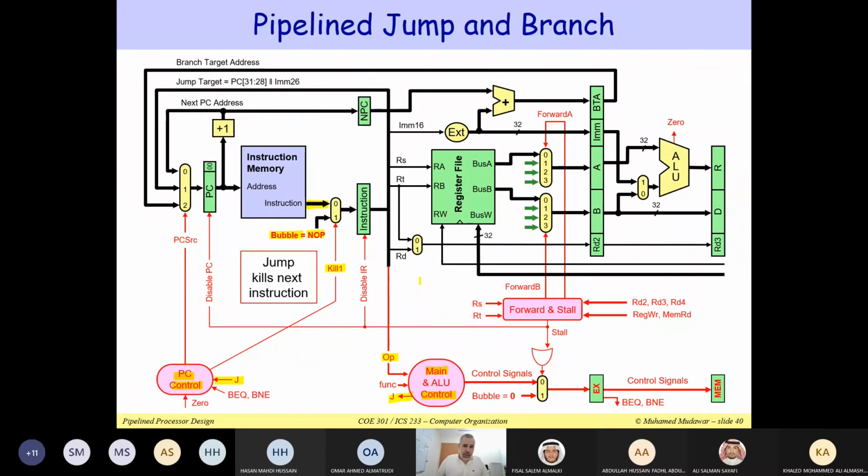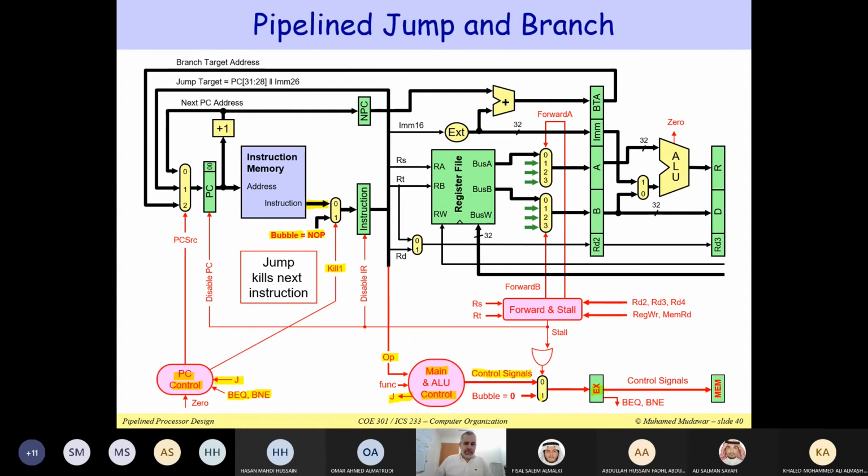In the case of a branch, I might actually have branch if equal or branch not equal. So these are the two branch instructions. I'm dealing with only these two instructions, though I might also have other branches. So this is my branches based on the opcode. Notice that here we can wait until the execute stage. So these are my control signals.